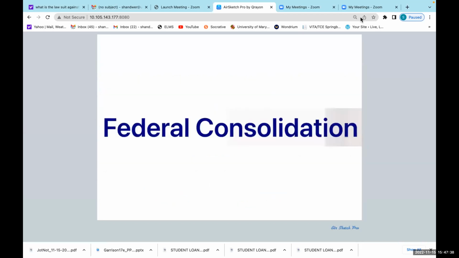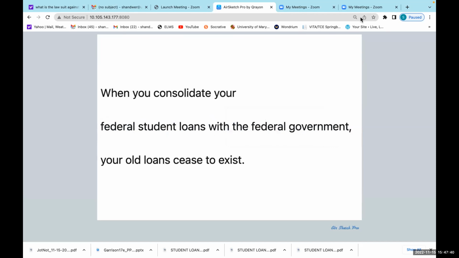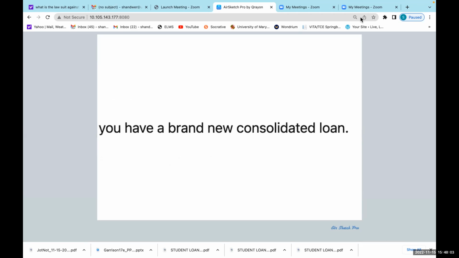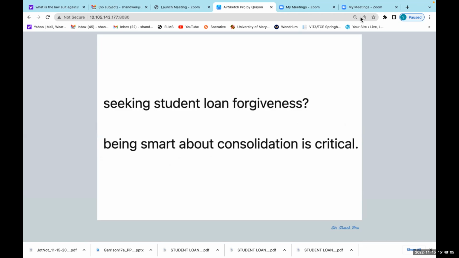All right, we talked about consolidation. Let's cover a few more things about it. When you consolidate, what you're doing is you're getting rid of all the old federal loans into one new loan, generally one new loan. It could be more than one new loan if you have subsidized federal loans and unsubsidized federal loans. You could wind up with two consolidations, but that's okay. So you're just paying off the old in favor of a new consolidated loan. And that's what you get, a brand new consolidated loan.